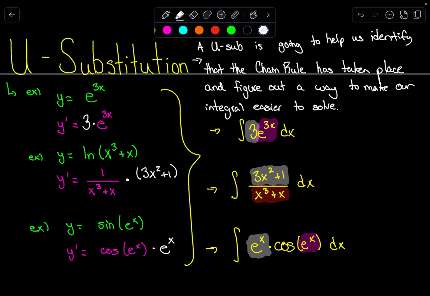This is like we're trying to build some intuition for how we can identify that we're going to need to use this tool called U-substitution. And the idea is that we're trying to identify that the chain rule has taken place, and that's going to inform us, okay, it's probably time to try a U-substitution.